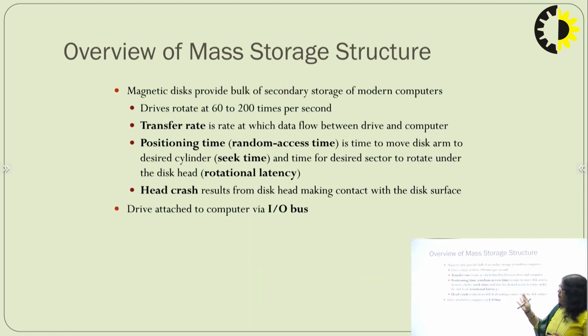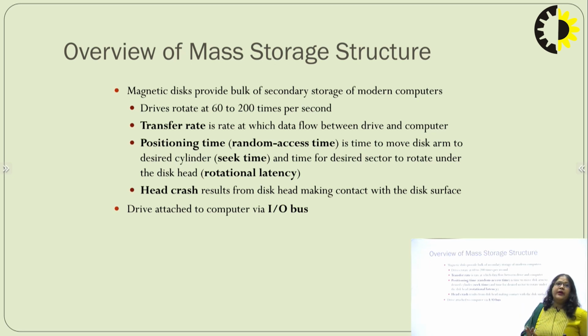So just move to the previous slide. This is the mass storage structure of the disk. Magnetic disks provide the bulk of the secondary storage of modern computers. They are represented in the platter form, and these platter surfaces are divided into a number of tracks, and each track is divided into a number of sectors for storing the data.